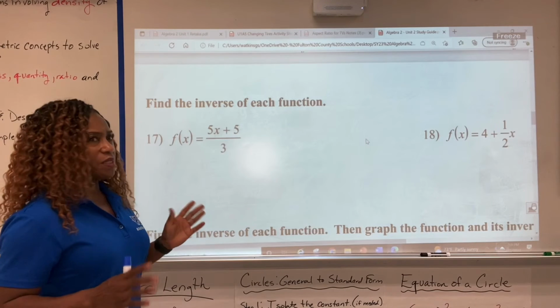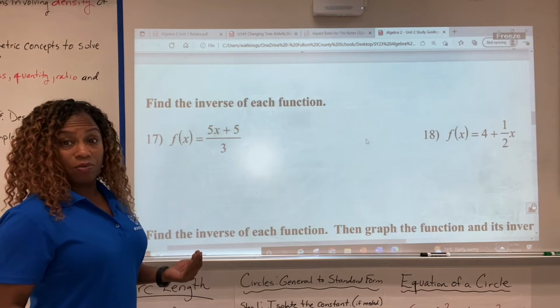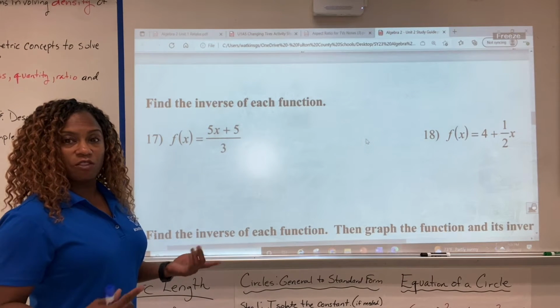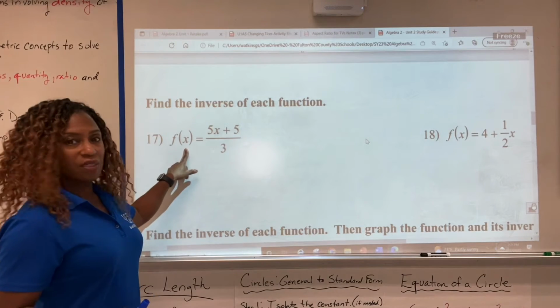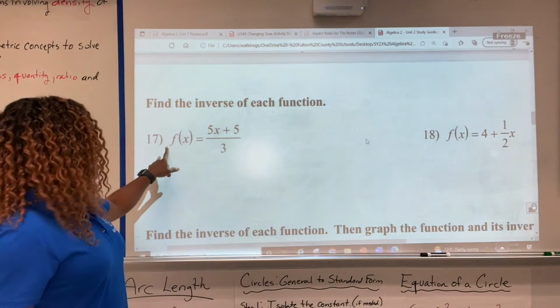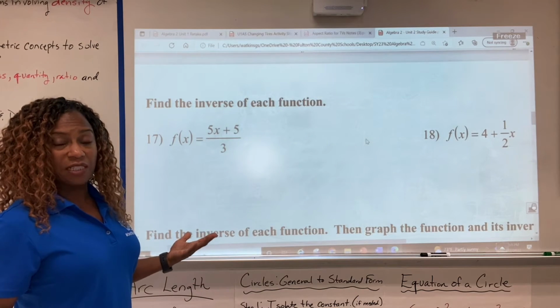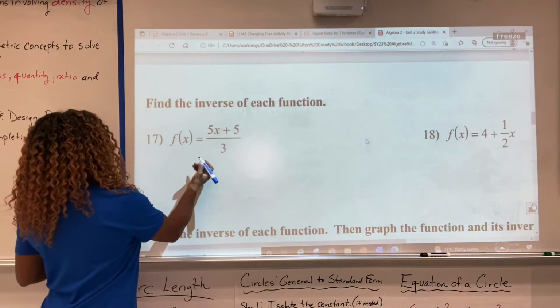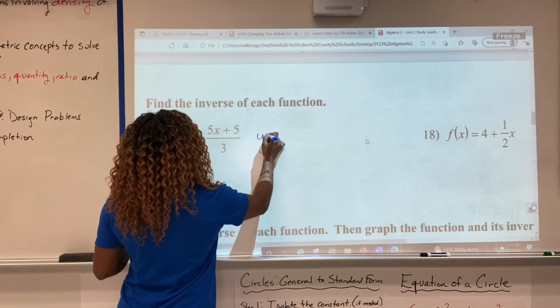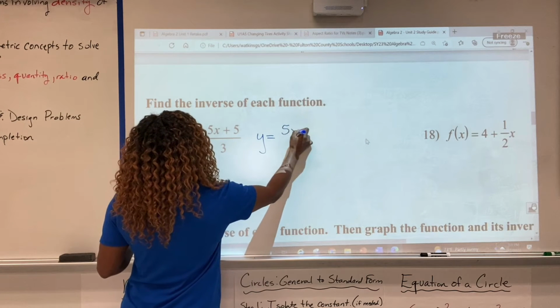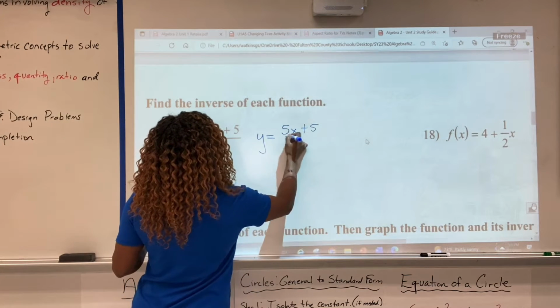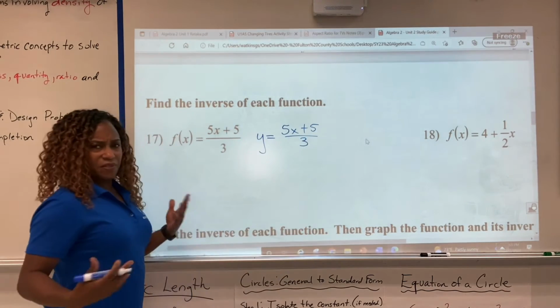Well, the first step just tells us to rewrite the problem and to substitute the function notation, the f of x, with the value y. Because f of x and y are actually the same thing, I'm going to rewrite this as y equals (5x + 5) over 3. And that's the first step, step 1.